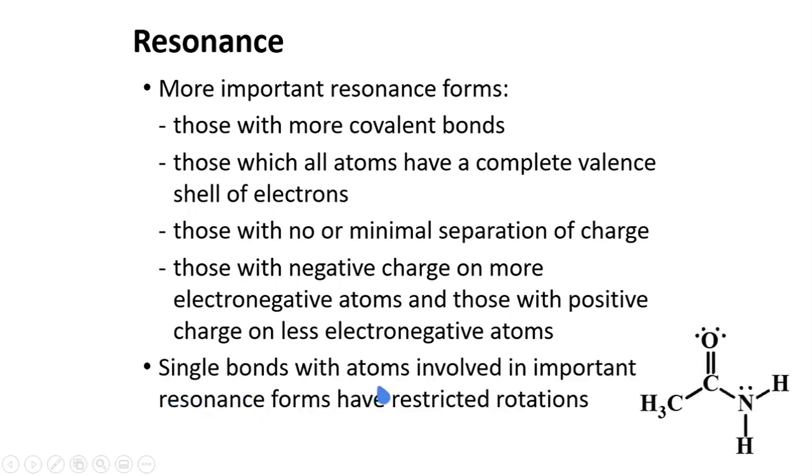Single bonds with atoms involved in important resonance forms have restricted rotation. Using sophisticated instruments such as NMR, which measures environments between atoms, this bond between carbon and nitrogen has been found to have restricted rotation. This is because of the lone pair of nitrogen being delocalized in the structure.